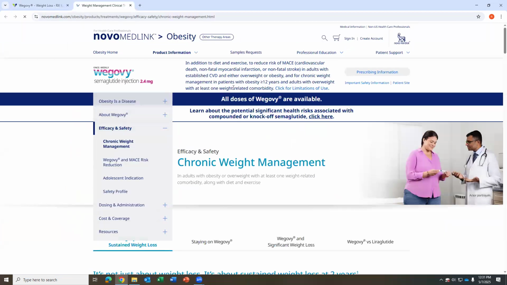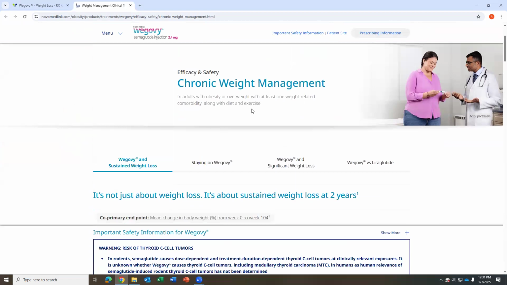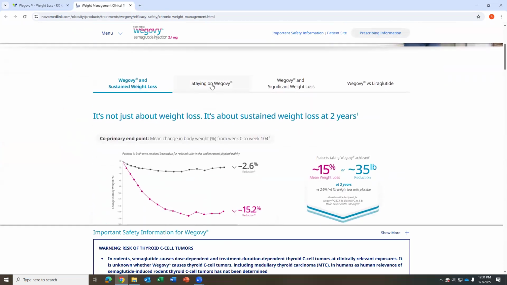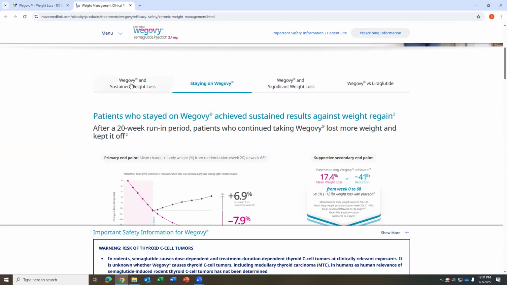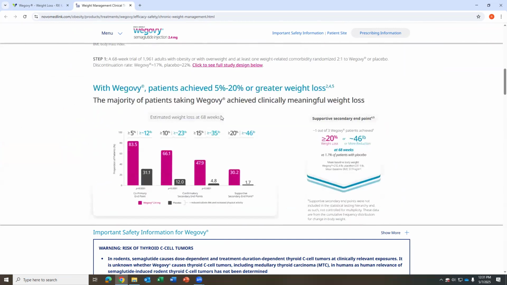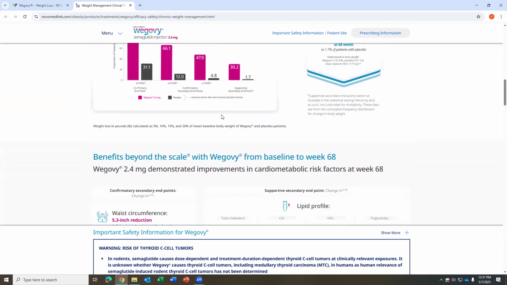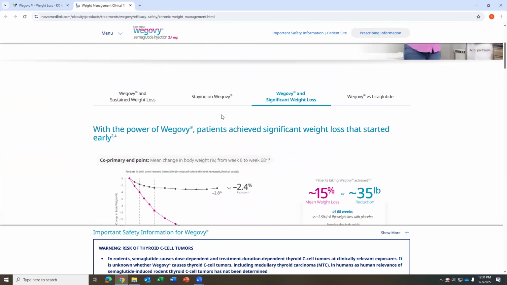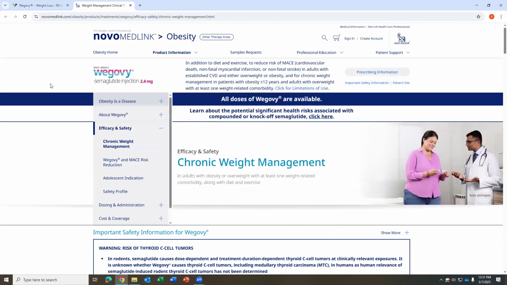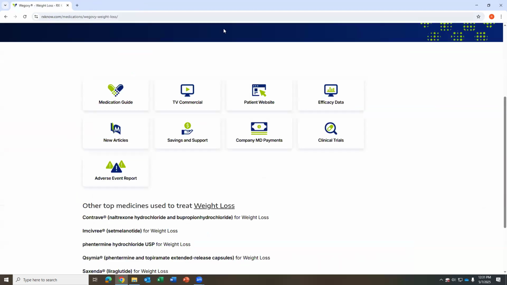We have efficacy data. This comes through the Novo MedLink. If we're looking at chronic weight management, they have a variety of different trials here. So they have sustained weight loss, staying on Wegovy, significant weight loss. And all this data is provided for you to understand the benefits as well as the risk, precautions, and adverse events that can be found with Wegovy. So it's critical to see and understand the efficacy data related to taking the drug.